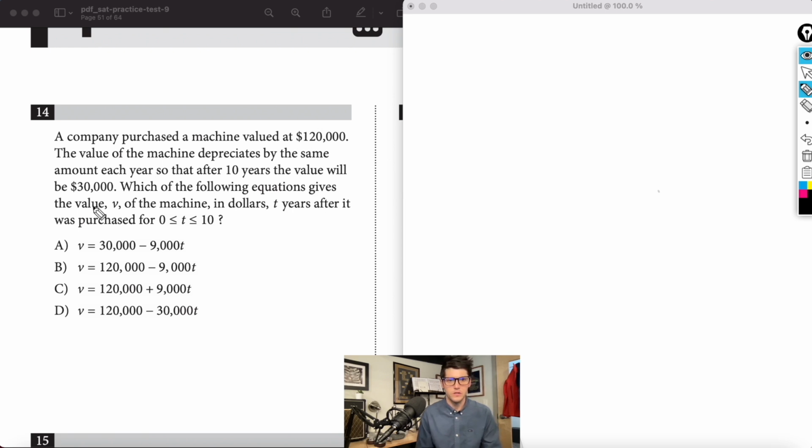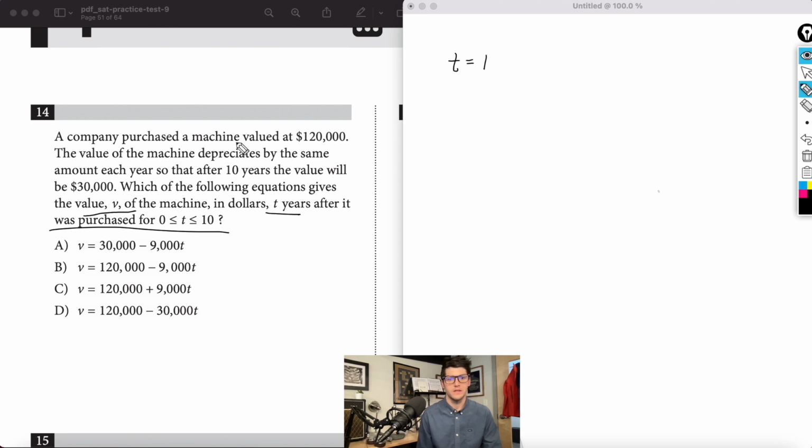Which of the following equations gives the value v of the machine t years after it was purchased? It says t is no more than 10 years. Okay, so here's what I would do here. I'm going to pick t equals 1. So in 1 year, what happens?